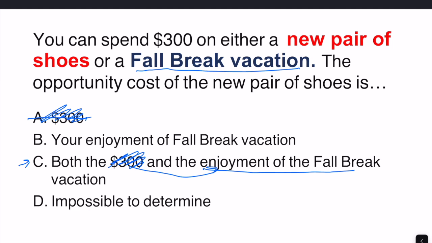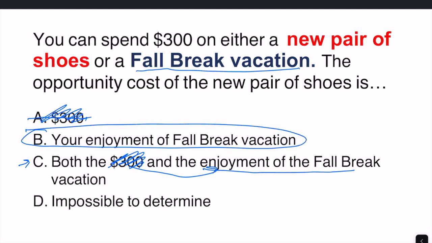So really the value of the next best alternative here is going to be the enjoyment you get from taking that next best alternative, the fall break vacation. So the answer here will be B, right? The value of that next best alternative that you can do other than buying that pair of shoes.